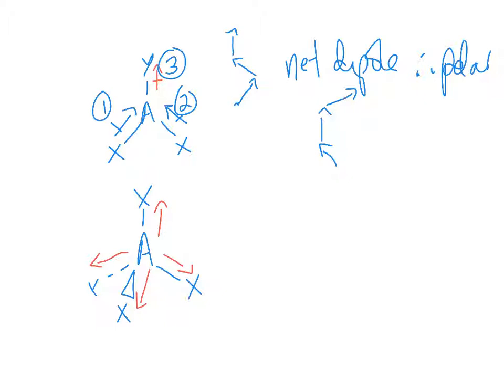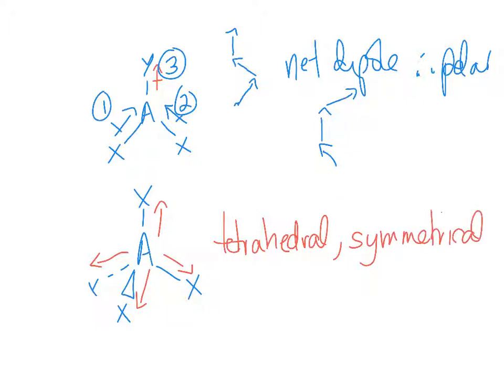I'm going to just save you some trouble here. Tetrahedral, equal dipoles, symmetrical, no net dipole. Okay, tetrahedral. Symmetrical, no net dipole. It's really hard for you to draw the dipoles for this one.